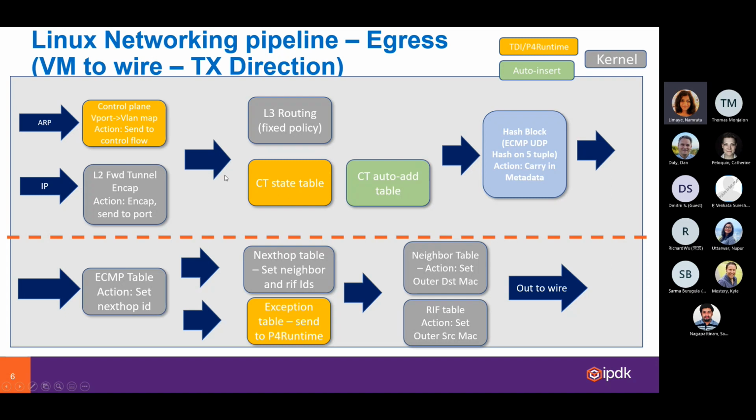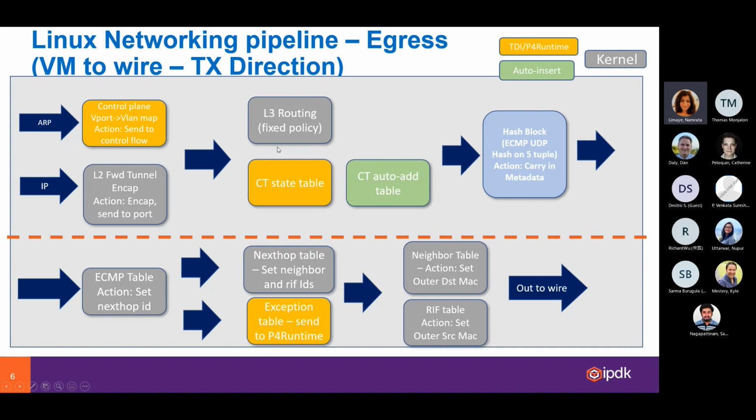So from here, the color coding explains where these tables are programmed from. If it's yellow, it is programmed manually from the TDI or P4 runtime. And if it is gray, then it is coming as a kernel update, so the switch link, netlink kernel update goes into the code and gets programmed from there. Your L2 forward and tunnel encap rules, and the encap action, all come from your kernel when the VXLAN is configured in the OVS or the kernel. So this will be sent up as a netlink message and get programmed into the P4 pipeline.